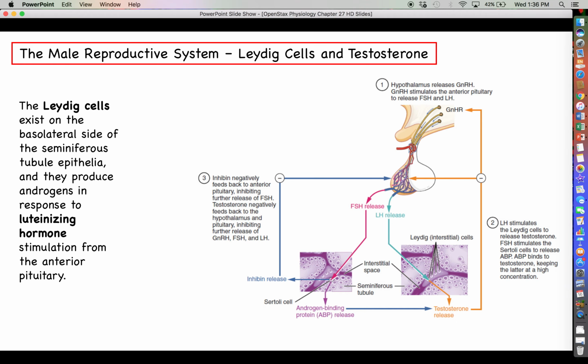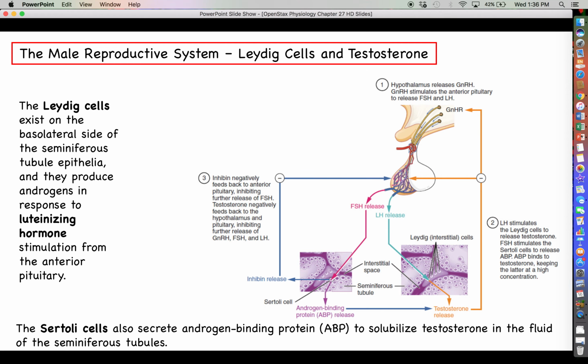We already said that these Leydig cells are also called interstitial cells, and that is because they actually exist on the basolateral side of the epithelial cells that make up the seminiferous tubules. So they're technically in the interstitial fluid. They're actually not really a part of the seminiferous tubules per se, but we're just picking nits at that point. If the Sertoli cells were responsive to follicle-stimulating hormone, the Leydig cells are going to be responsive to luteinizing hormone, which again also comes from the anterior pituitary.